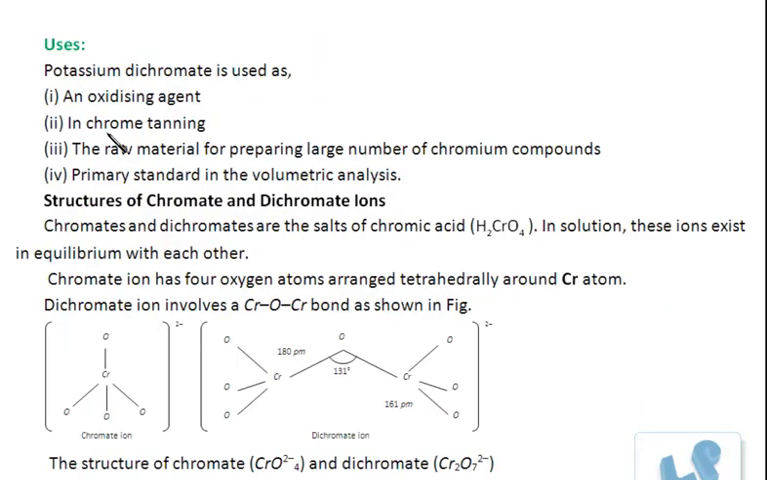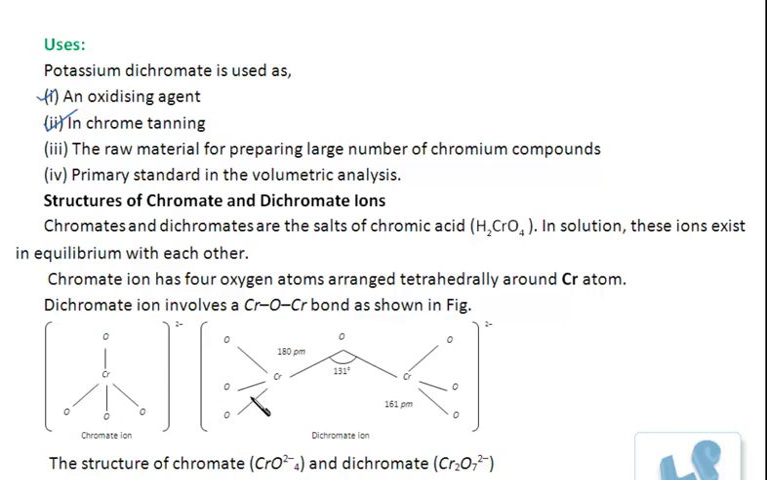Let's quickly sum up this. Not sum up, actually we have to find out the uses. It is used as an oxidizing agent in chrome tanning. It is also used as a raw material for preparing a large number of chromium compounds. And it is a primary standard in volumetric analysis.